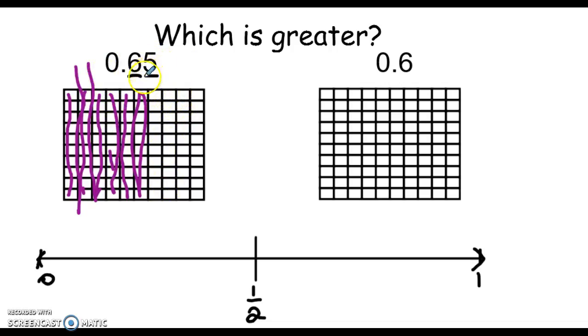The next place value tells us that there are 5 hundredths. Hundredths are represented by the squares in our grid. 1, 2, 3, 4, 5. Hundredths are smaller than tenths. In this case, because there are 5 of them, this is half of a tenth. So really, we have 6½ tenths.